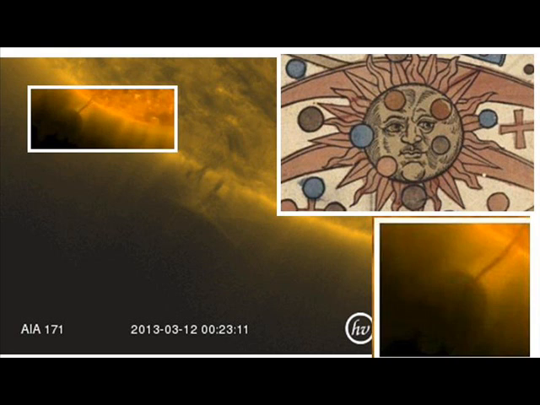2013, the 12th at 23 minutes past midnight, and that image is showing the orb with the strand again.